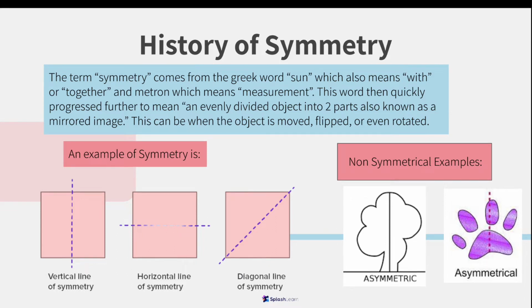An example of symmetry is in the bottom left-hand corner, and there can be a vertical line of symmetry, a horizontal line of symmetry, and also a diagonal line of symmetry. And then the pictures on the right-hand side are examples of non-symmetrical objects. These are also known as asymmetrical objects, and they cannot be divided evenly on both sides.